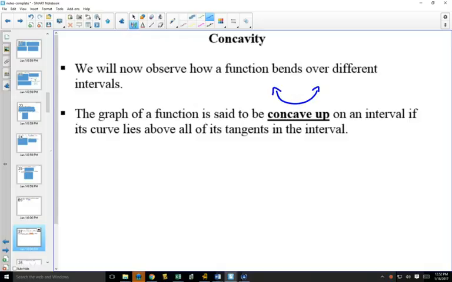Things are looking up. You're happy. And the reason we have that is saying that the curve lies above its tangents. If I draw a bunch of tangents on here, can you see that they would all be below the curve? And that's what that definition is saying. But as far as remembering what concave up looks like, think of a smile.